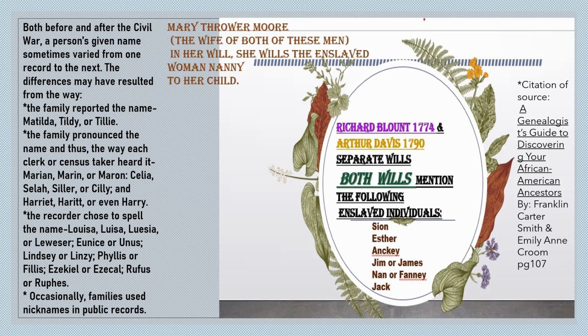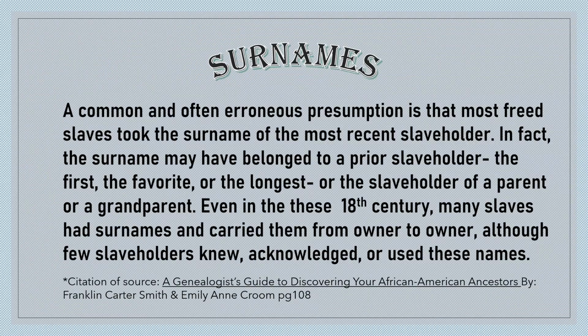And then the last enslaved person whose name was in both Richard and Arthur's wills was Jack. So I think it's really important to keep track of which slaves were in which wills in the families, and see if we can come up with a trail that will help bind families together now, so we can help African Americans find their great-great-grandparents and such, and learn their stories. And again, this citation came from page 108.